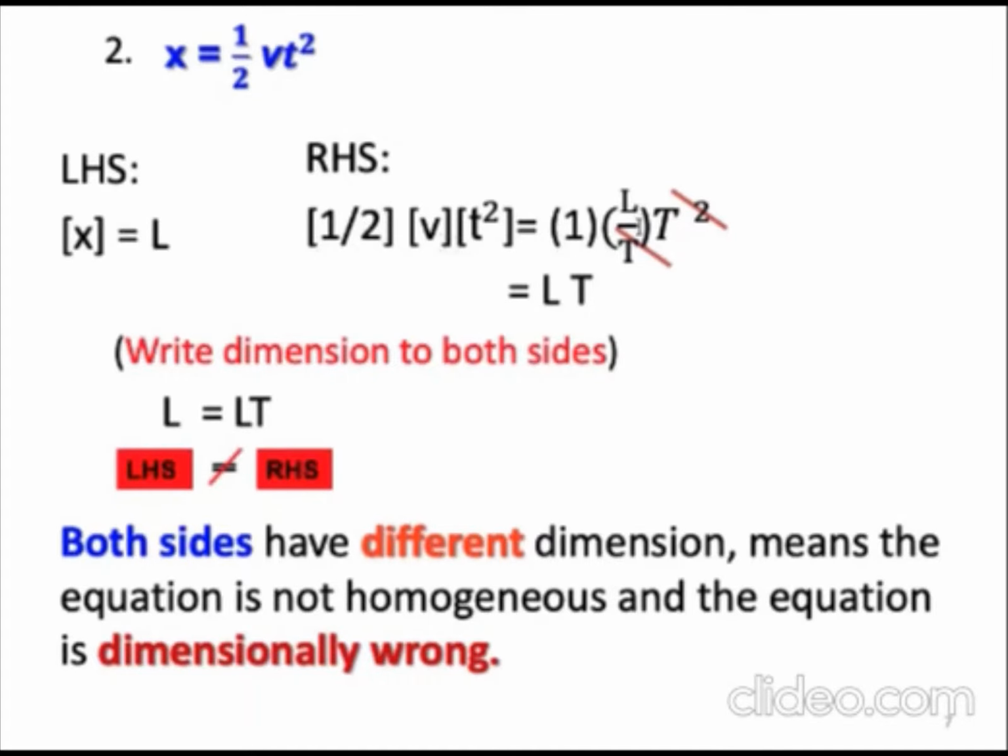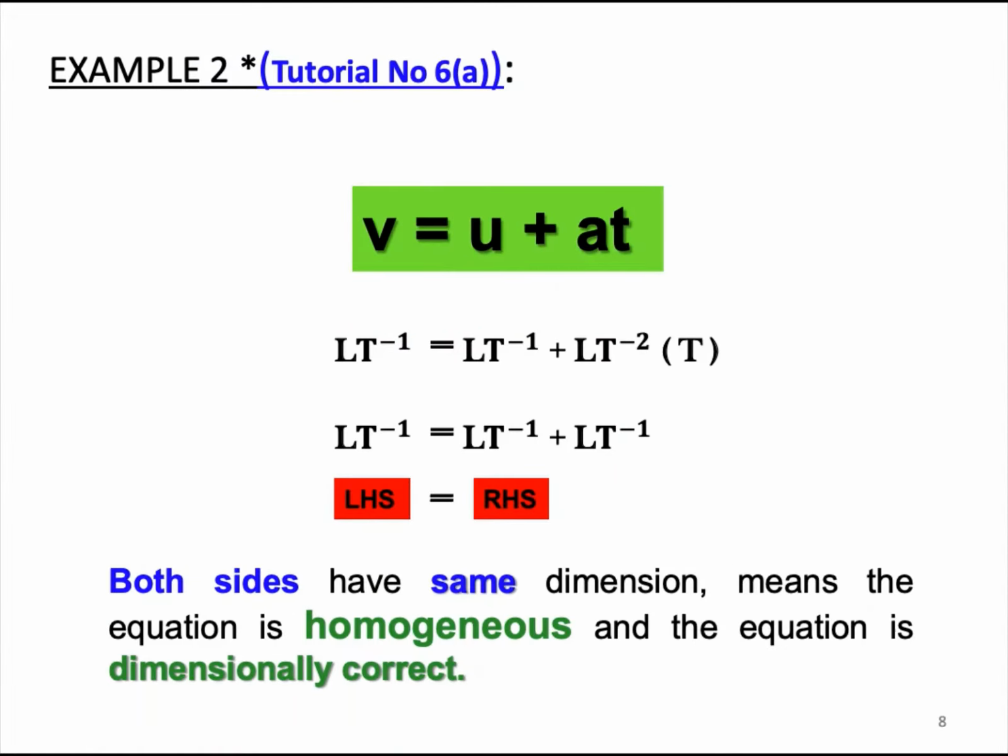Dimension of speed is L over T, and dimension of t square is T square. Okay, we can cancel only one T, right? So the right-hand side has dimension LT. So write dimension to both sides. Does L equal LT? The left-hand side is not equal to the right-hand side. Both sides have different dimensions, which means the equation is not homogeneous and the equation is dimensionally wrong. For this example, you can also refer to your tutorial book, question number 6A.